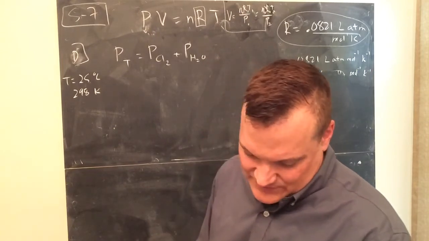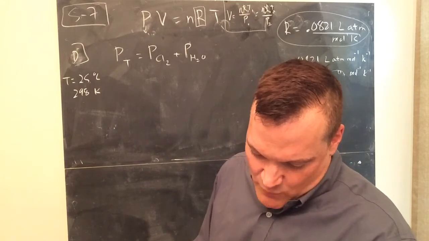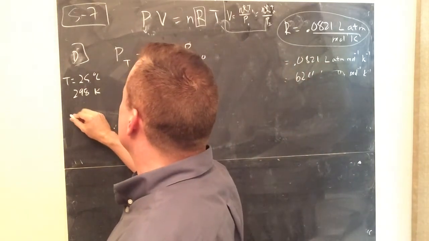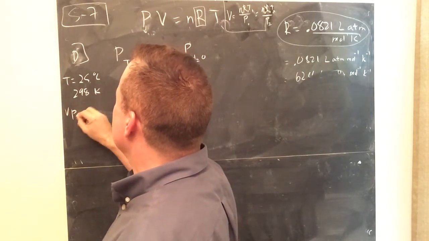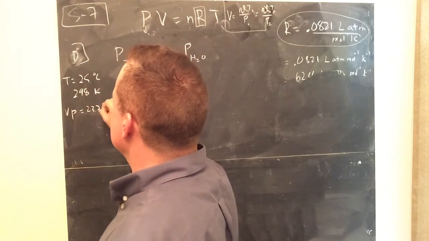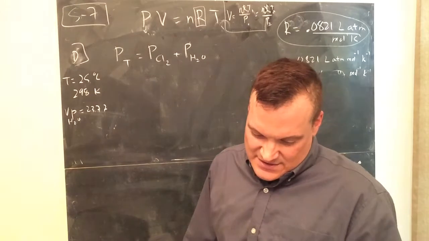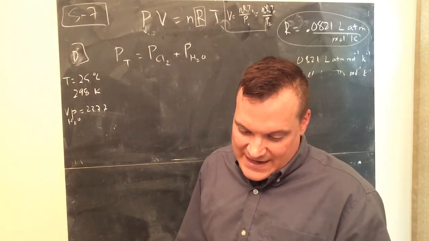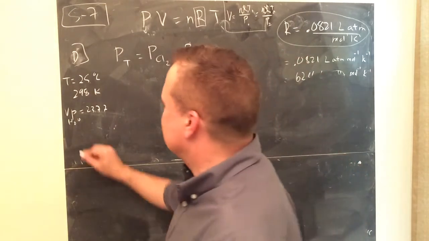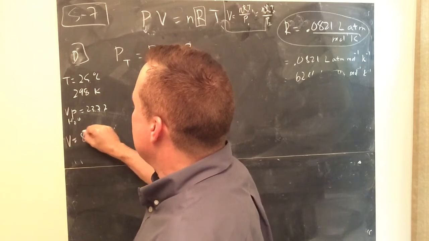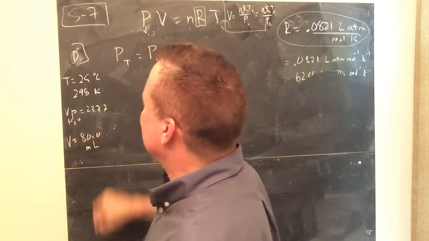Well, we're going to keep it 2 sig figs. The vapor pressure of water is 23.77. I'll put VP 23.77 for H2O. And it says a total of 80 milliliters of gas is collected. Volume is 80. I hope we get to go back and do this experiment.